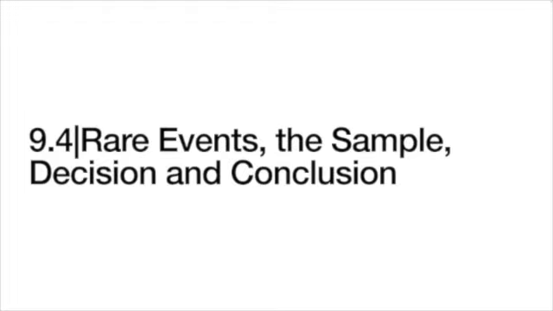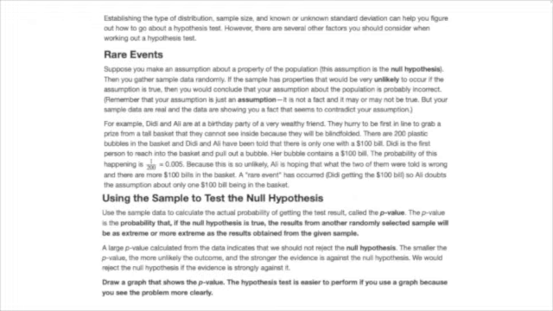All right, so 9.4 is information with the sample, rare events, and then how do we take the data and make a conclusion? What does that conclusion mean? Rare events, suppose you make an assumption about the property of a population, then you gather sample randomly. If the sample has properties that would be very unlikely to occur, if the assumption is true, then you would conclude that your assumption is probably incorrect. Remember that you are just making an assumption. Using the sample to test the null.